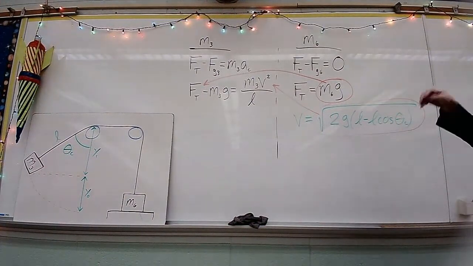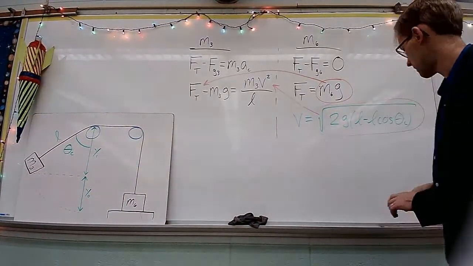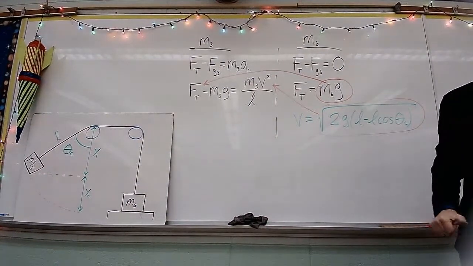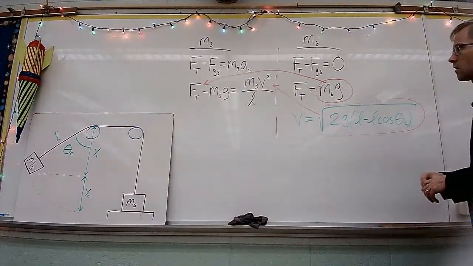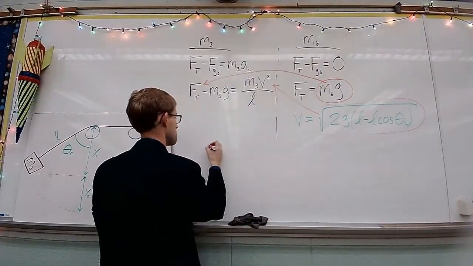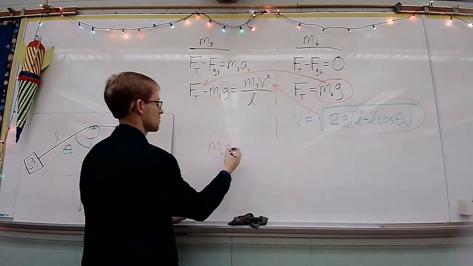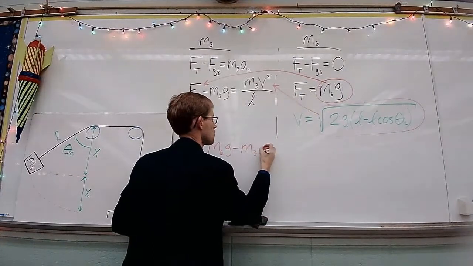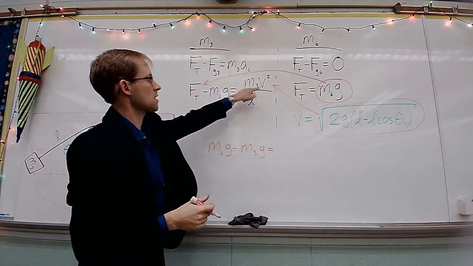And I'll show you the steps of it. It's rather long, but that's the end of the physics of this. So I'll write down our final expression, and then it's time to do some math. I'll use red. So tension force is m6g. And m3g. And that's equal to m3 times that velocity.